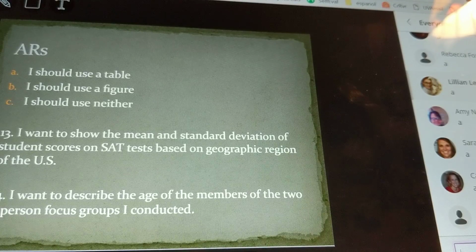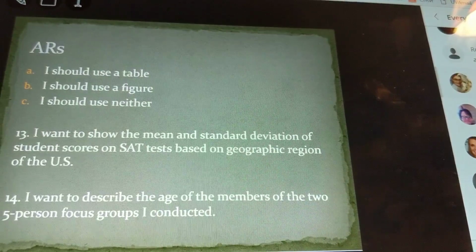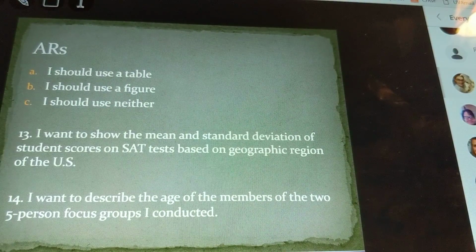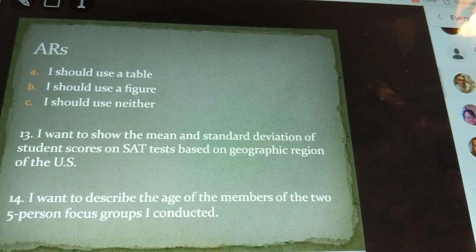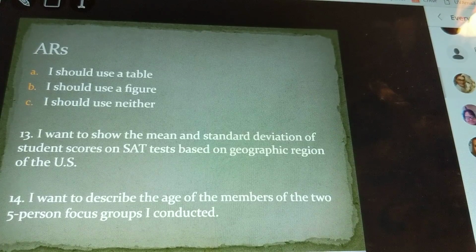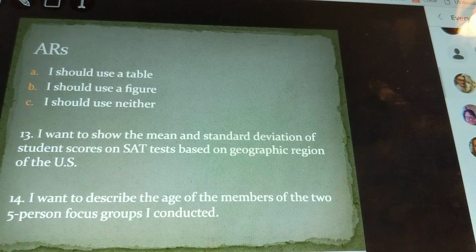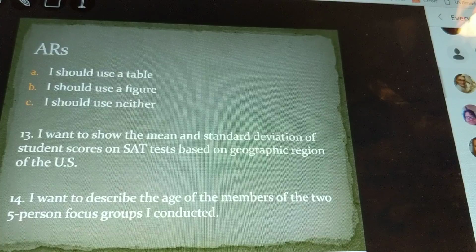Can you hear me? Yes. Okay. I picked A because it seems like a lot of information to put into a figure because of the geographic regions and having to use a mean and standard deviation. So I thought if you used a table, you might be able to do a graph of some kind that might look a little clearer. I don't think it would be neither because, if it is applicable to the study, it would be worth showing.